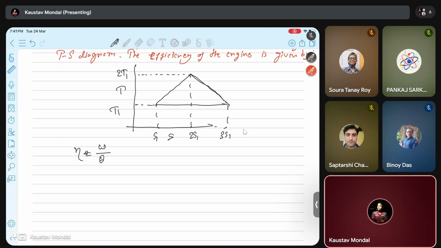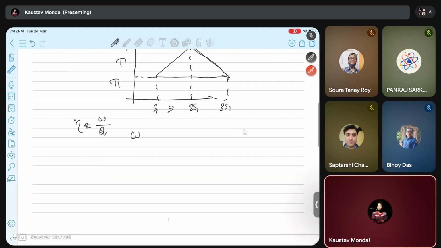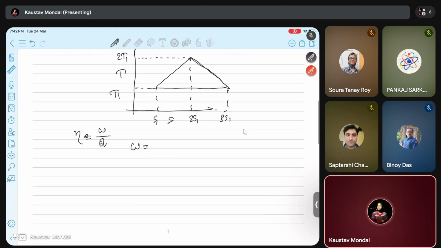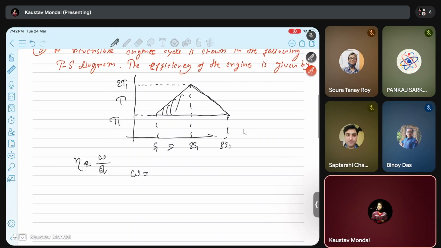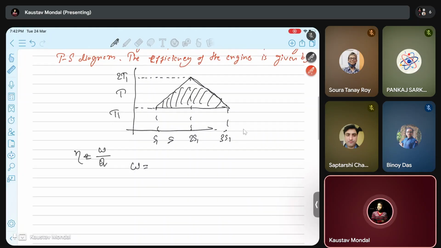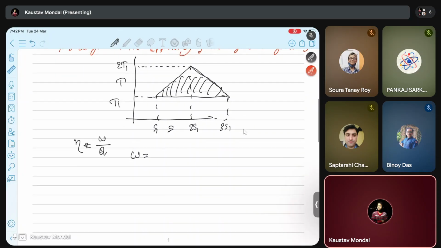W by Q. So W is the work done. The work done, we know, is the area under the curve. So here the work done would be this area for this curve, right? Basically the area inside the cycle, right? A, B, C. So area under A, B, C.